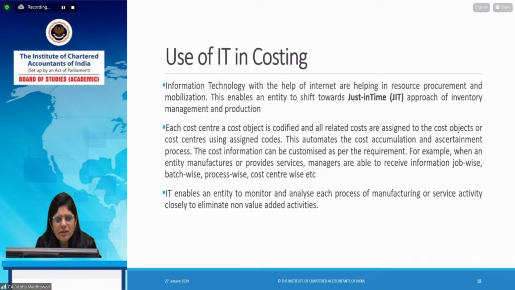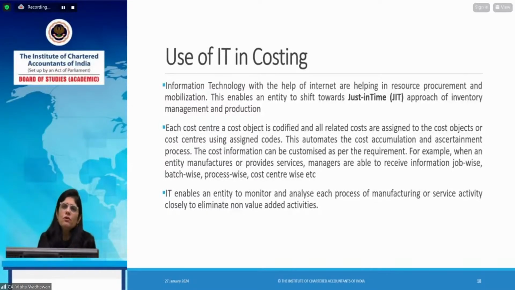Each cost center, a cost object is codified. So now, through IT, we have given codes to different products. Let us say we are dealing in 10 products. A code is given to all the products, and that coding is common to all the departments and can be accessed by all the departments. So now it's very easy to identify which product we are referring to.